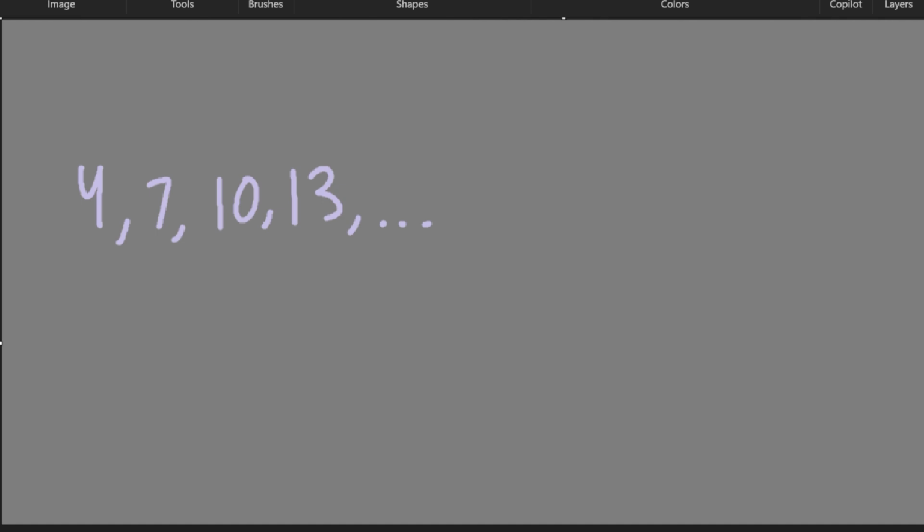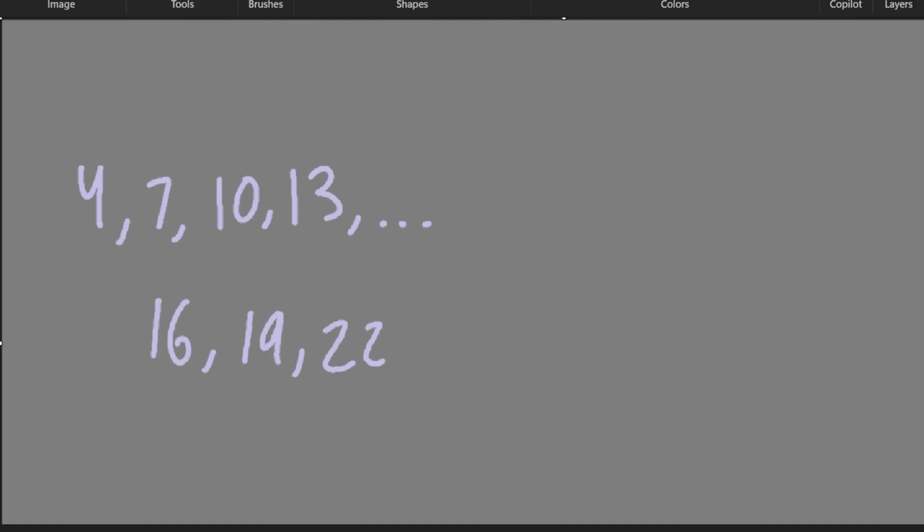Take a look at the sequence, and I want you to tell me what the next 3 terms will be. You have 5 seconds. 5, 4, 3, 2, 1. If you said 16, 19, and 22, you are correct because it is going up by 3s. 13 plus 3 is 16, plus 3 is 19, 19 plus 3 is 22.